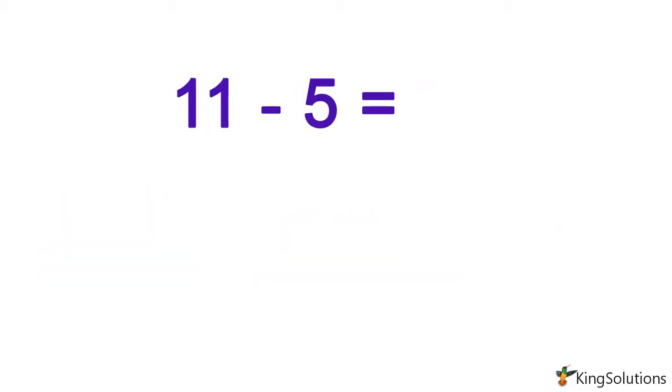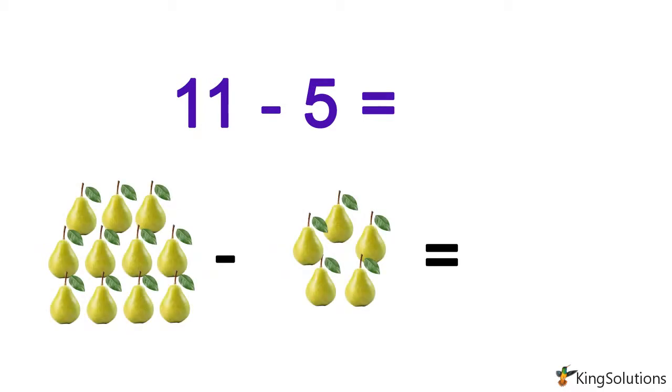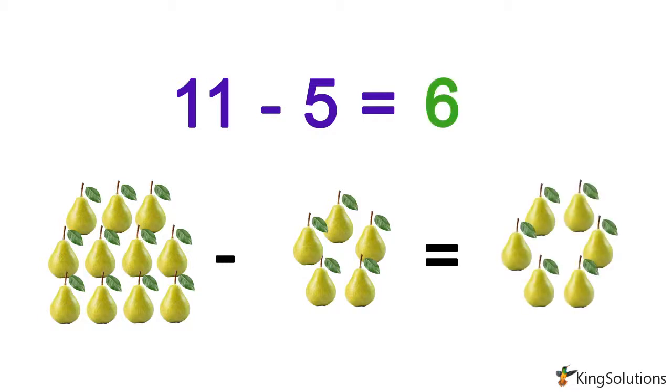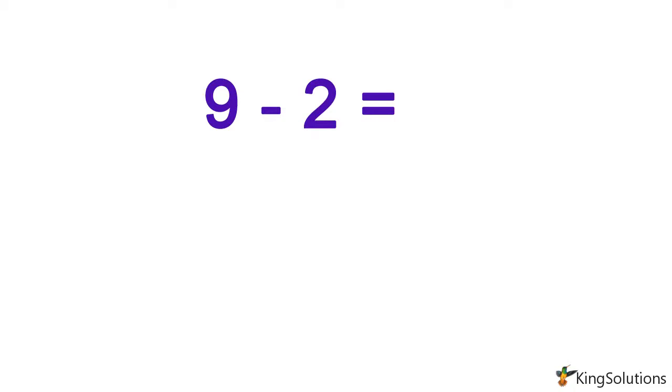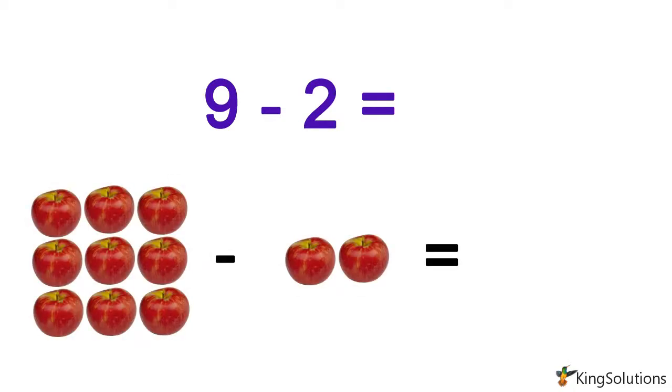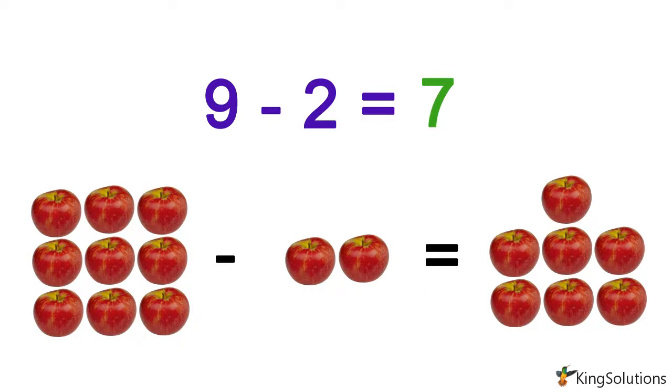11 minus 5 equals 6. 9 minus 2 equals 7.